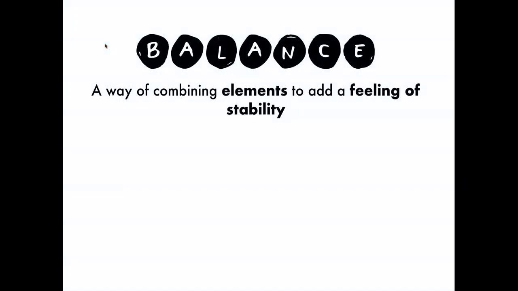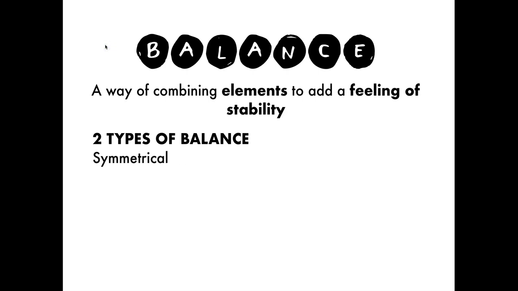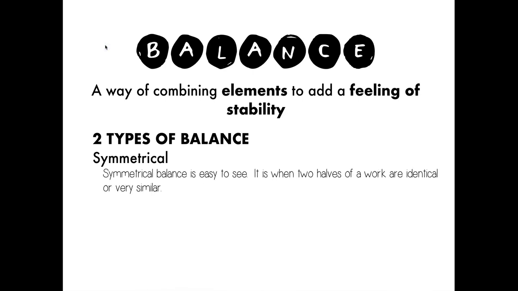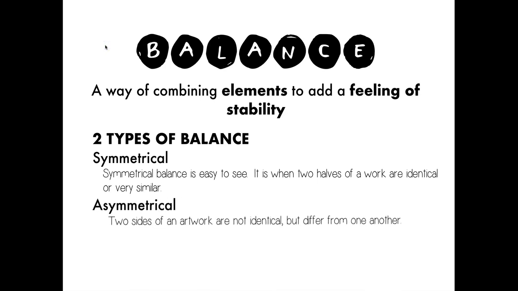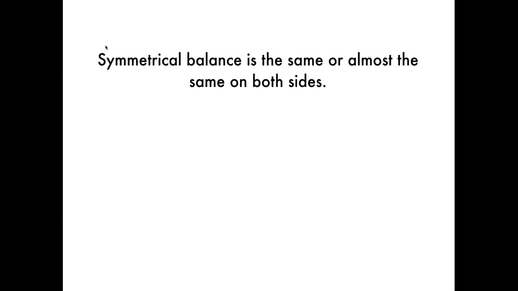Balance is another principle of design, and that is a way of combining elements to add a feeling of stability in the work. There are two types of balance that you can show in an artwork. The first type is symmetrical. Symmetrical balance is easy to see. It is when two halves of a work are identical or very similar. Asymmetrical balance is when two sides of an artwork are not identical, but they differ from one another. So let's look at some examples.